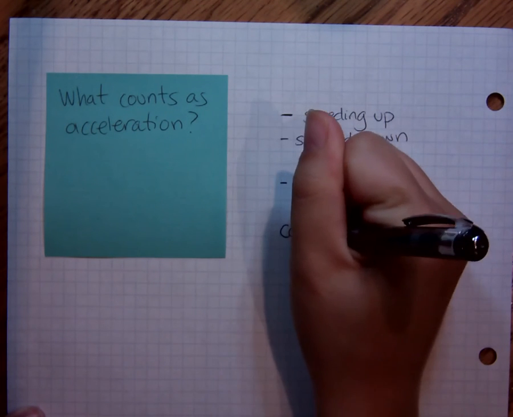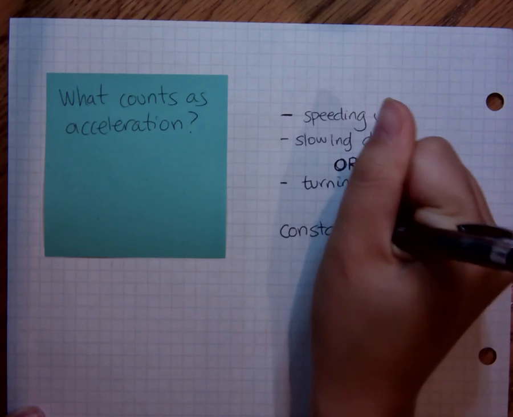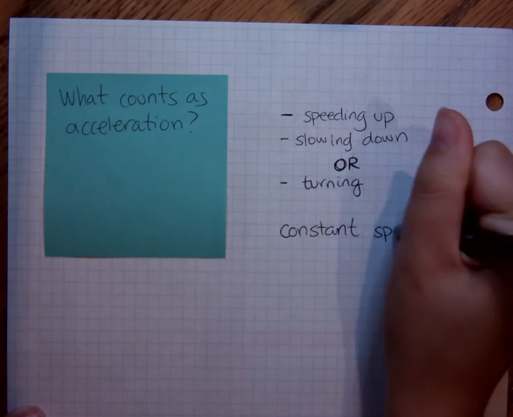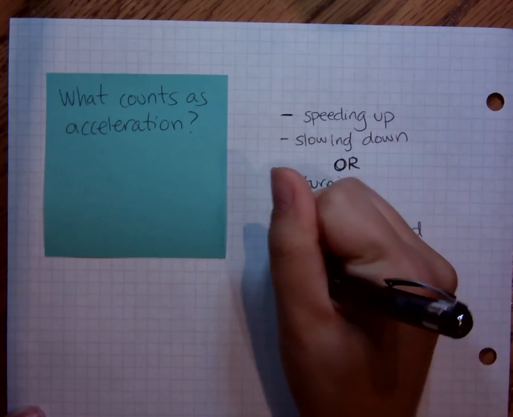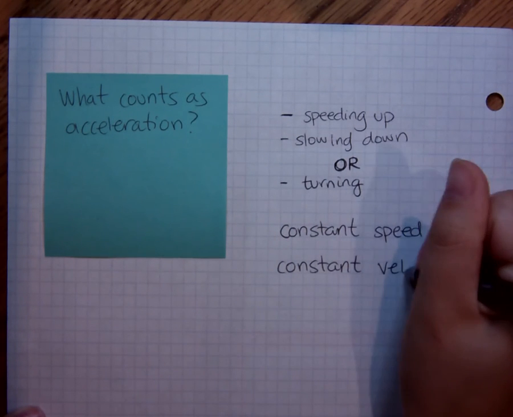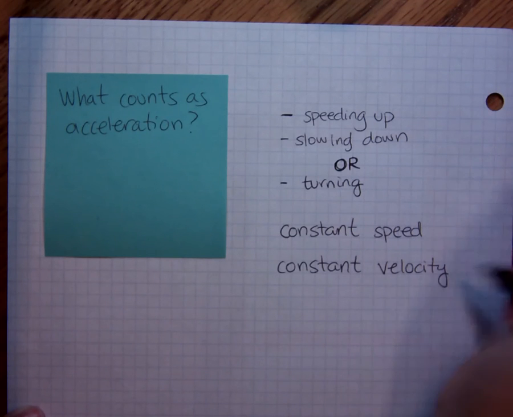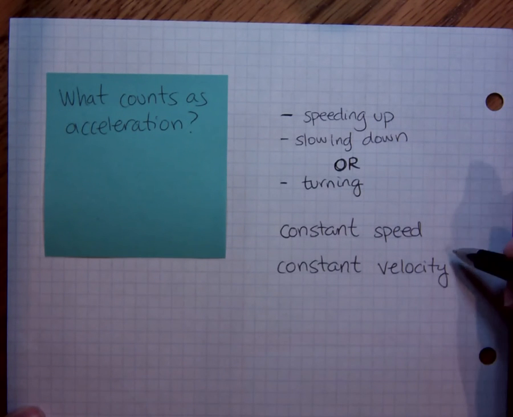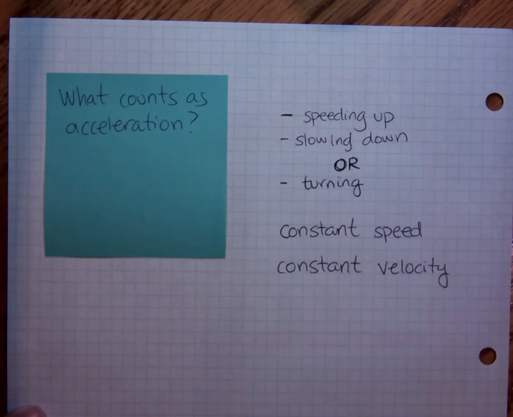I want you guys to think about the difference between constant speed and constant velocity. These two things are different. How are they different? Alright.